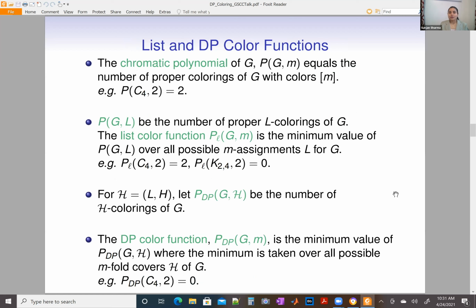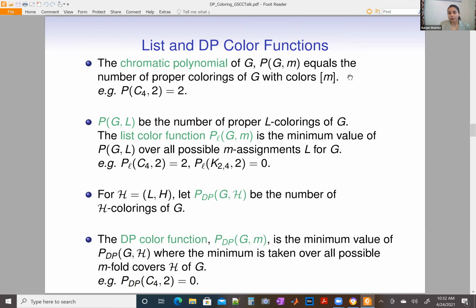Okay, so now we are moving to the interesting stuff, like counting the number of proper colorings or number of list colorings or number of DP colorings. As we might already know, the chromatic polynomial of G, denoted by P of G comma m for parameter m, equals the number of proper colorings of G with m colors. And its list coloring analog is actually the list color function.